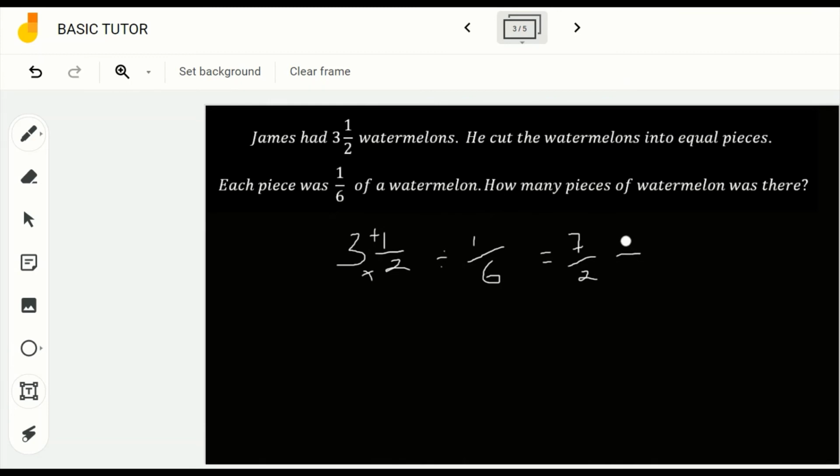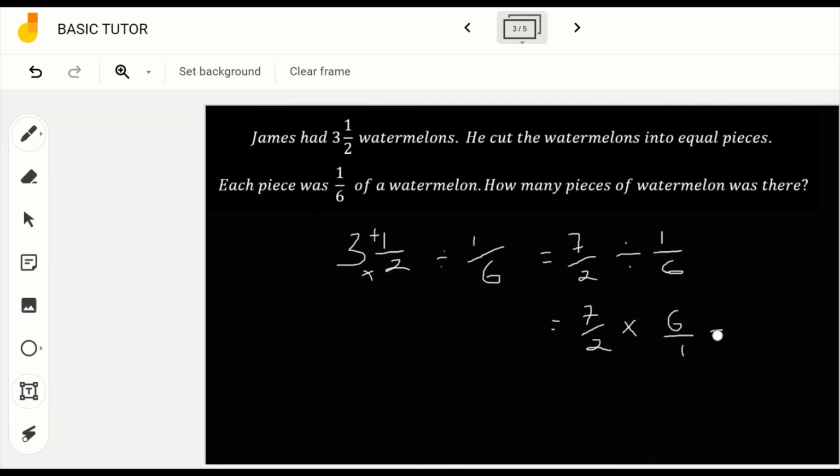7/2 divided by 1/6. Alright, so the next step is to change the division sign to a multiplication sign. So we have 7/2, and the sign changed to multiplication. That means we have to write out the reciprocal of the right hand side, which becomes 6 over 1.